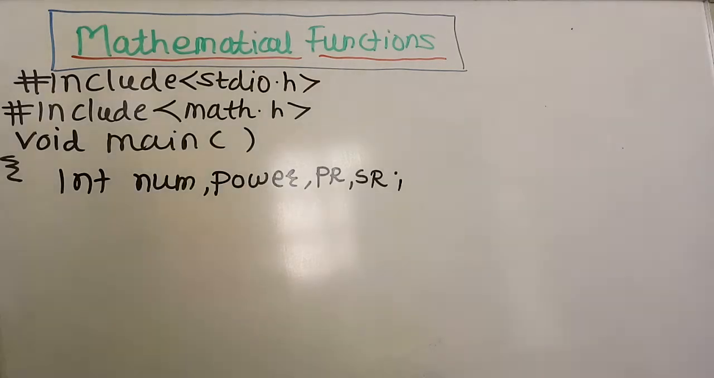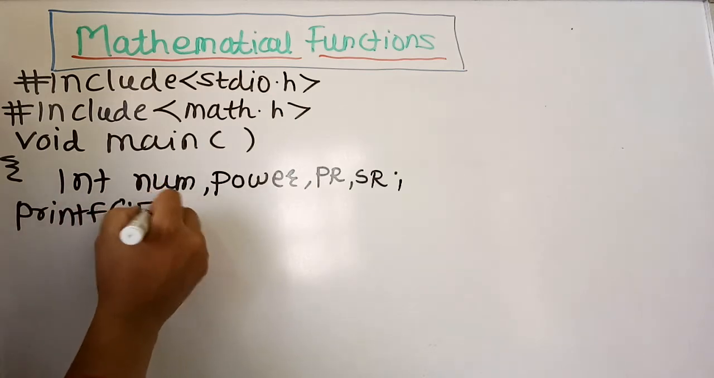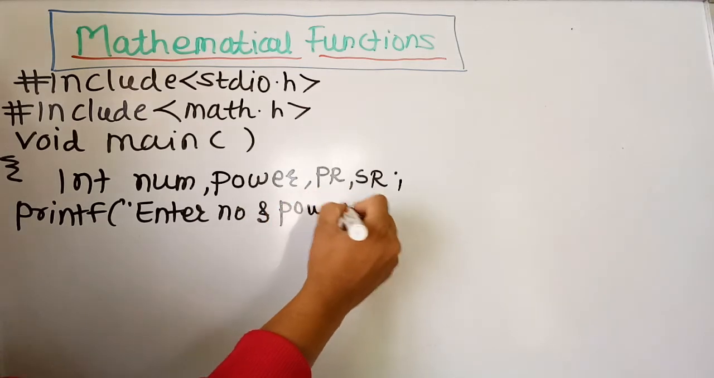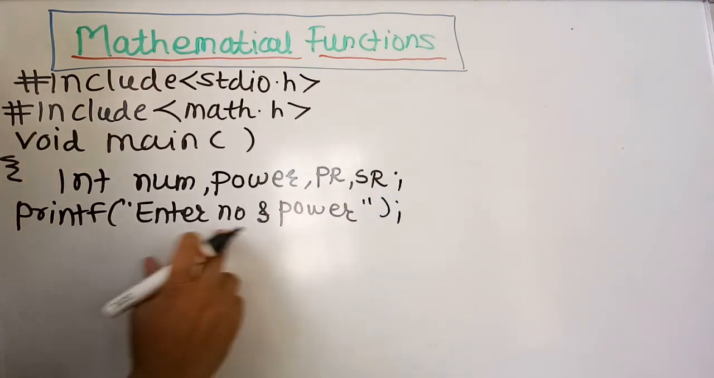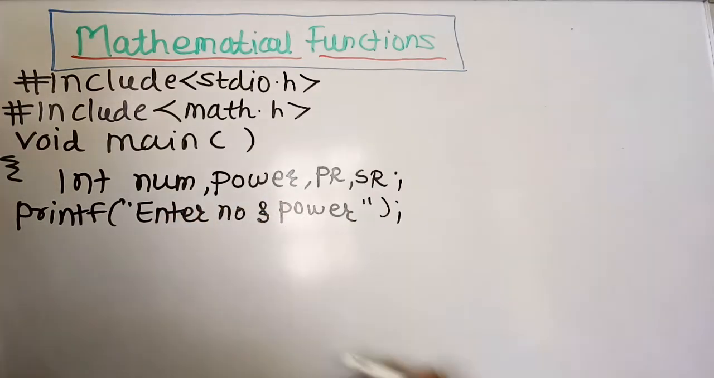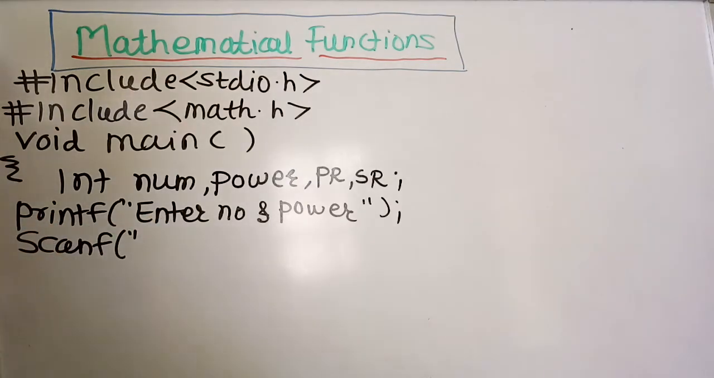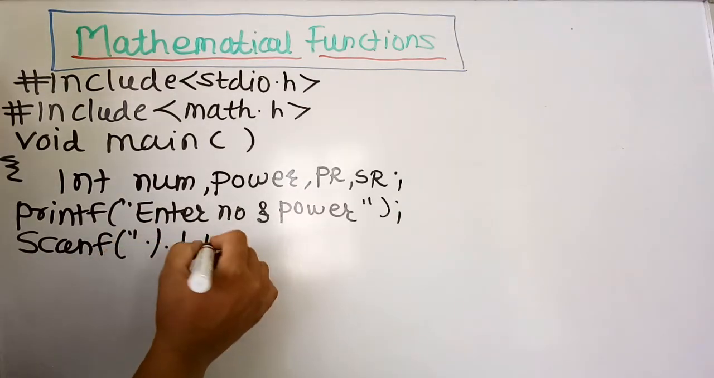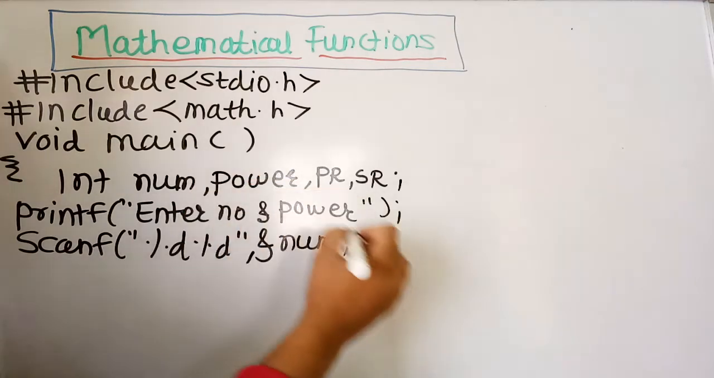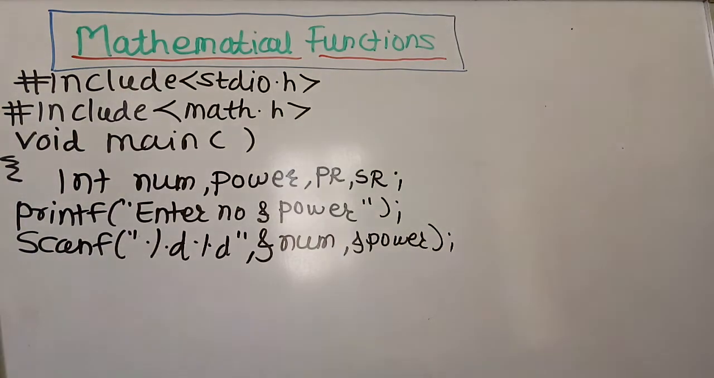Here we have completed declaring the variables for program solving. Now we will write one message to the user like, enter number and power. Means the user will enter a number for which we have to calculate a square root and power, and also enter the power of that number. So after printing the message, we will accept the inputs from the user, that is scanf with format specifiers. Then we will accept number into the num variable and power into the power variable and complete the scanf mechanism.